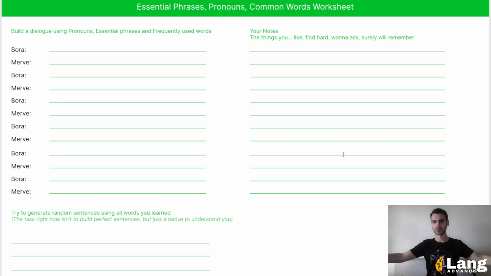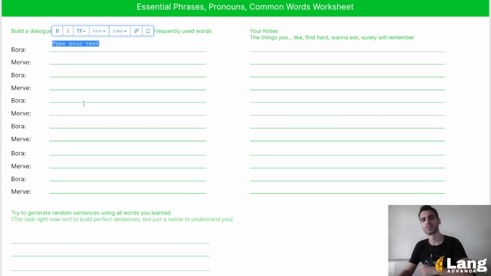Essential phrases, pronouns, common words, worksheet. We will build a dialogue using pronouns, Bora and Merve talking. Bora and Merve are talking with each other, having a dialogue. Bora says merhaba. Merve says merhaba. Bora says nasılsın? Merve says sen kimsin? Who are you?